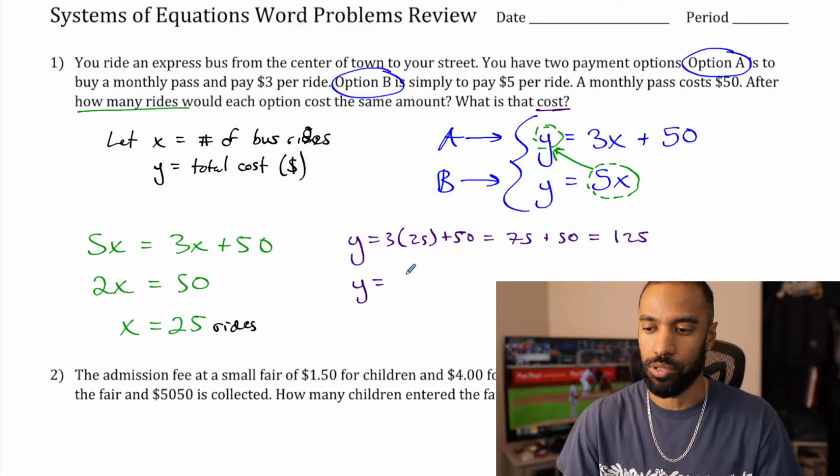$125. Let's see if the other one holds up. y equals 5 times 25.